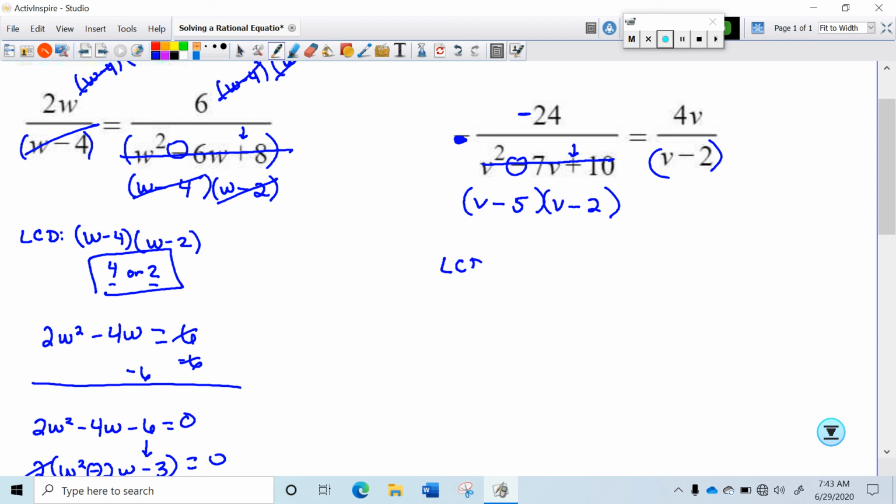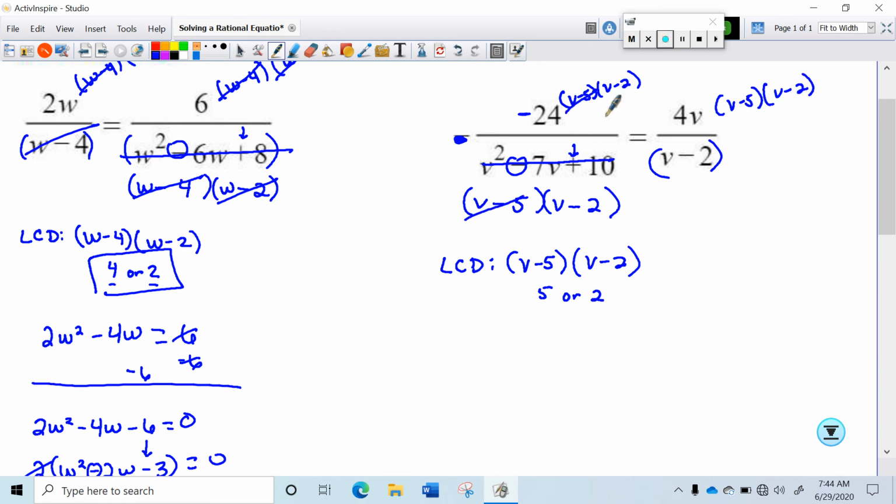So my LCD is V minus 5 times V minus 2. My excluded values, the opposite of negative 5 is positive 5. And I don't want to put a comma. Let me do or. And the opposite of negative 2 is positive 2. Those two numbers cannot be part of your answer. So we have to test that at the end. So I'm going to put the LCD with each one of these. V minus 5 times V minus 2. And V minus 5 times V minus 2. V minus 5 cancels with V minus 5. V minus 2 cancels with V minus 2. So that's just a negative 24 there.